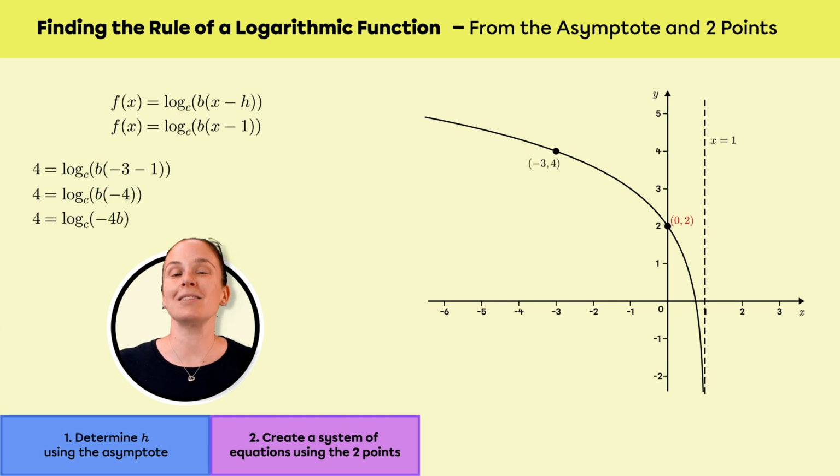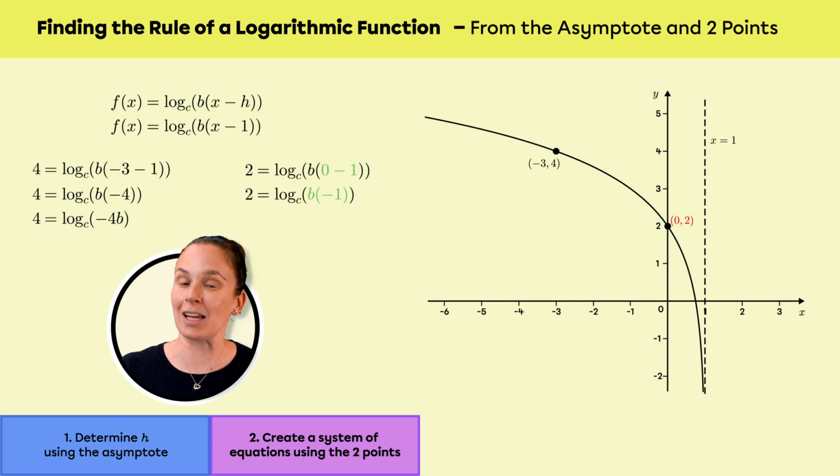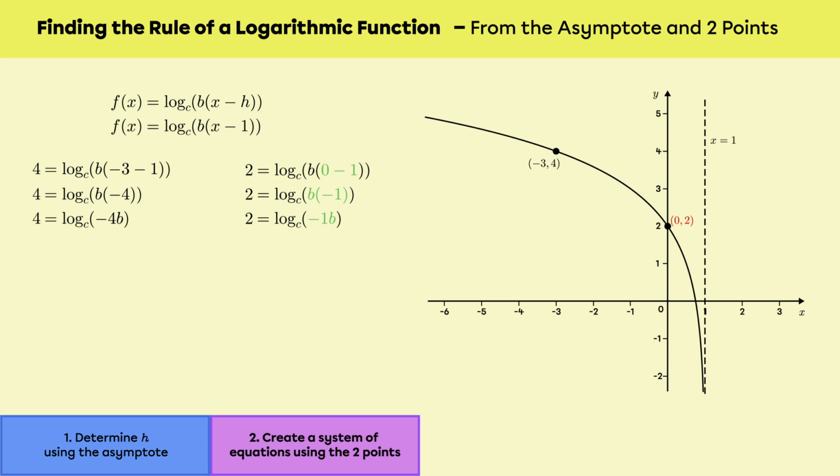Now we must create a second equation. This time, we'll use the point (0, 2), which gives 2 = log base c of b times (0 - 1). Reduce what's in the brackets, which gives -1, and multiply to get -1b. Solve the system of equations. To make this easier, convert each equation into exponential form. The first one becomes c to the power of 4 = -4b. The second one becomes c to the power of 2 = -1b.